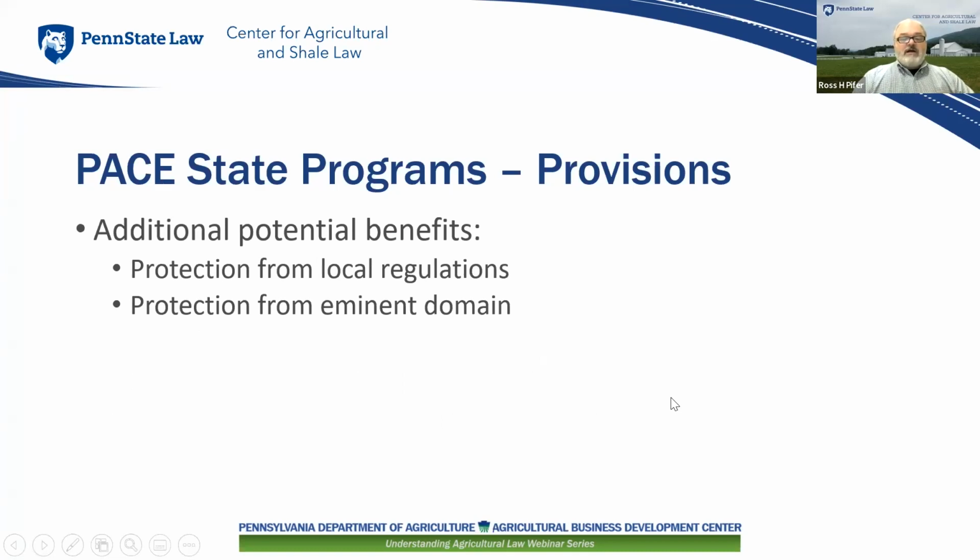Okay, also there can be other benefits. Land that is enrolled in a purchase of ag conservation easement program may receive other benefits under the state program, maybe protection from local regulations, or from eminent domain. So when we talk about all of these different legislative tools to protect farmland, oftentimes there is overlap between the protections granted through these different tools.